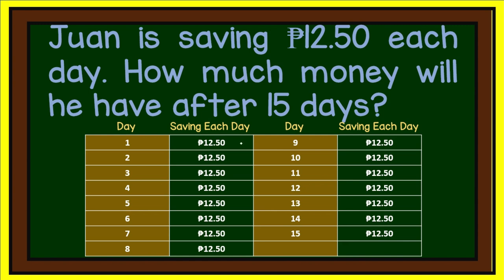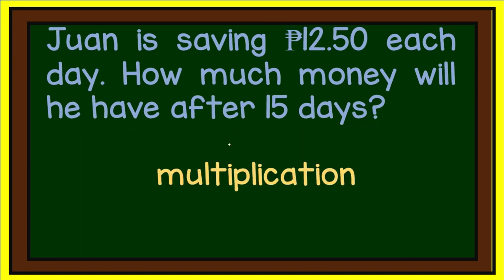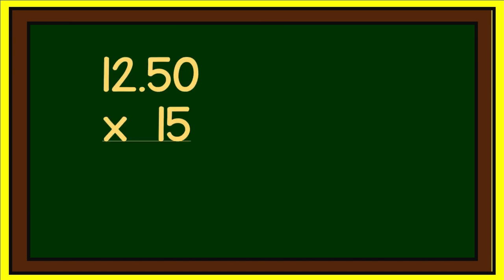Para ma-solve natin ang problem na ito, pwede nating i-add ang 12 pesos and 50 centavos ng paulit-ulit. Pero, pwede rin natin gamitin ang operation na multiplication. Paano ba mag-multiply ng decimal numbers? Para ka lang ding nagmumultiply ng whole numbers. So, let's pretend na wala ang decimal point na ito. And then, mag-multiply tayo na parang nagmumultiply ng whole numbers.